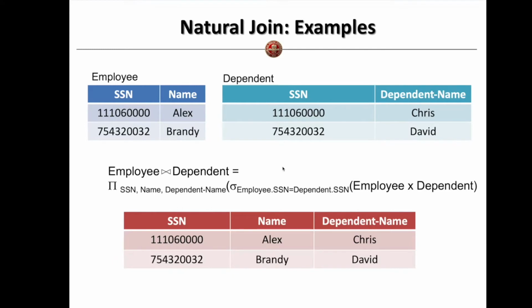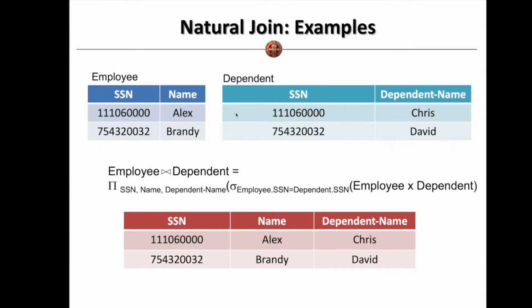Let's assume we have two relations. The first one is the employee, with SSN and name as attributes. The second one is a dependent, another relation, with SSN and dependent name. We want to do a natural join between them. According to our previous page, we find they share a common attribute, SSN, right?